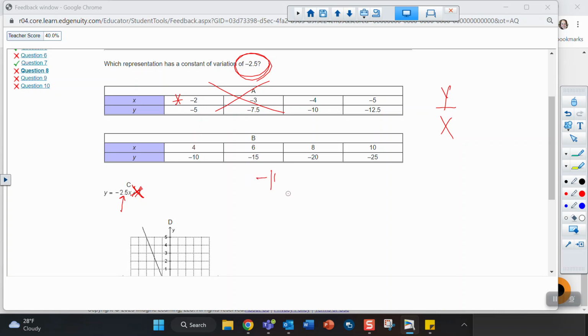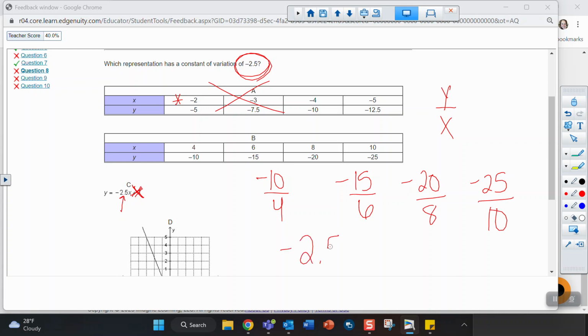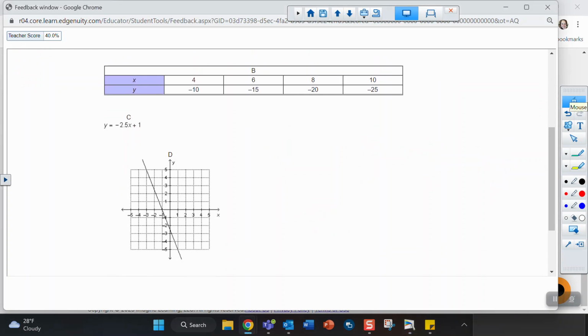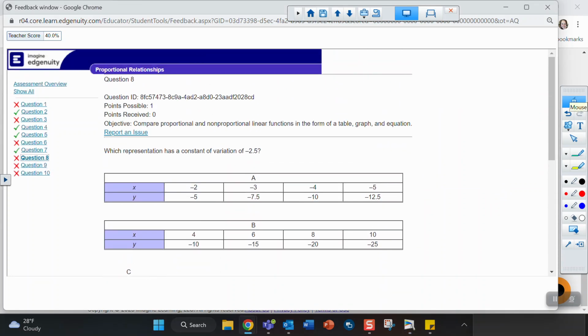Taking negative 10 divided by 4, negative 15 divided by 6, negative 20 divided by 8, and negative 25 divided by 10. If you grab a calculator, every single one of those gives you negative 2.5. So that one should have been table B. Yes.